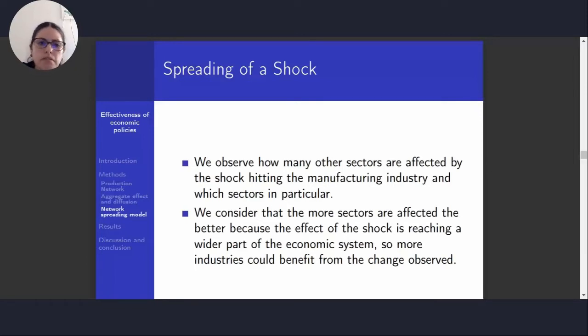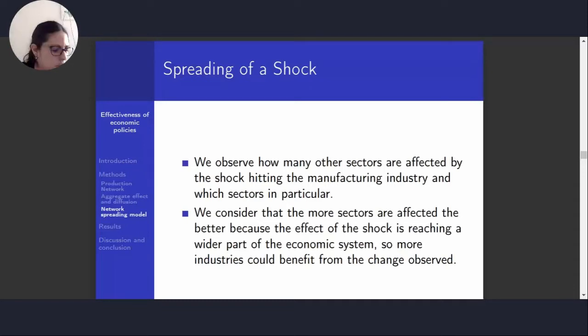Okay, so here in the next slide, I talk about a bit of what I'm focusing on. I want to see how many sectors and which sectors in particular are being affected. So what happens if I shock the manufacturing industry versus if I shock the agricultural industry? Why? Because traditionally, Mexico has been exporting manufacturing, not agriculture. So I want to see those differences.